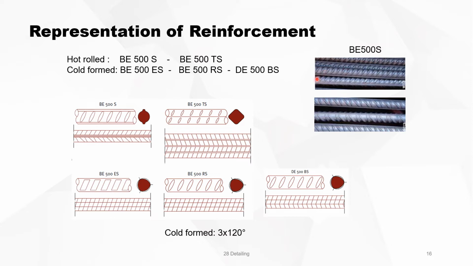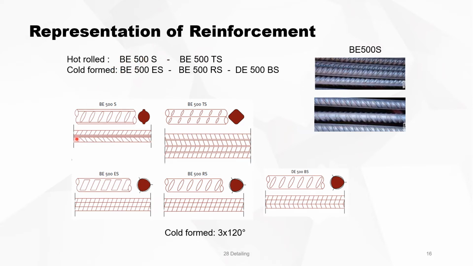Then each rebar is marked with marks. It's not by accident, it's on purpose. You have different types of rebars of reinforcement. You have hot rolled, it's always indicated by BES or BETS. And then you have the cold formed reinforcement bar, it's BEES and BERS and DEBS. Most commonly used is BES, BE500S.